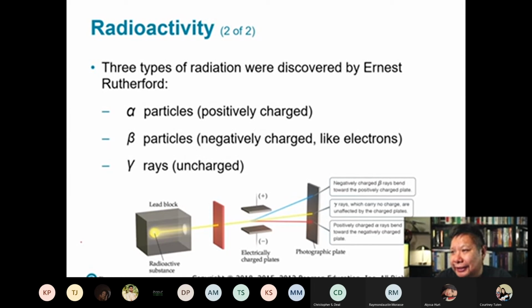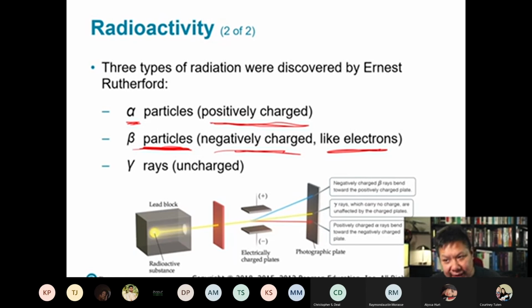Then you have radioactivity. Oh, sorry. Then you have Rutherford, right? And Rutherford was a cool guy too. He actually discovered three types of radiation, right? He discovered the alpha particle, which is right there. They're positively charged, like protons. And then there are the beta particles, which are negatively charged, like electrons. So not exactly like protons, not exactly like electrons, but they are charged like them, right?